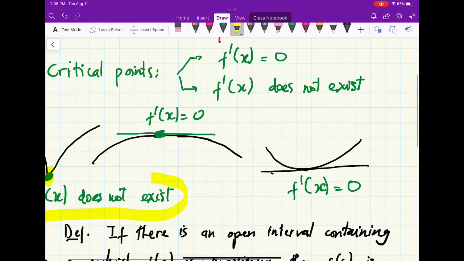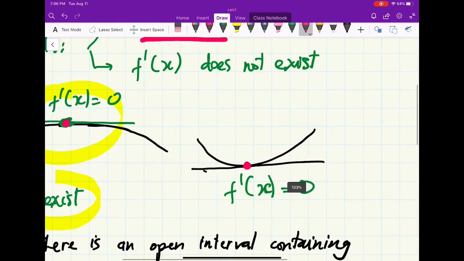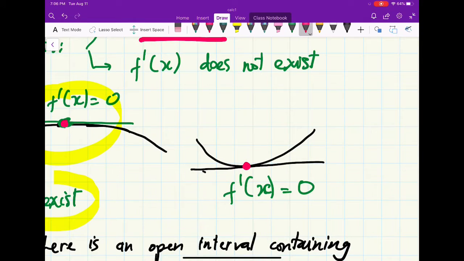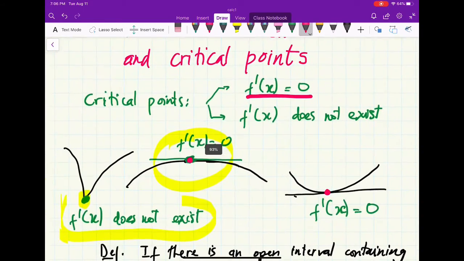So in the second picture, we have derivative equal to zero and the tangent line at this point is horizontal. So yes, in that case, the derivative equals zero. And in the third situation, the derivative also equals zero when the tangent line is horizontal. And that is also a critical point. Okay? So you can see these three examples about critical points, right?